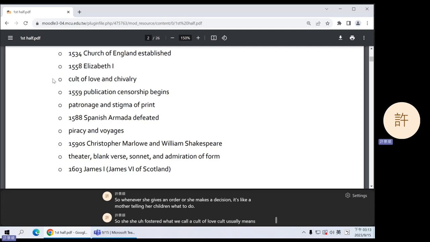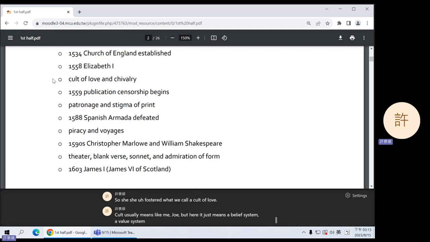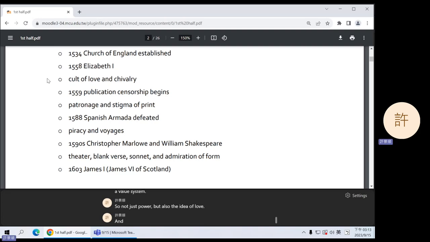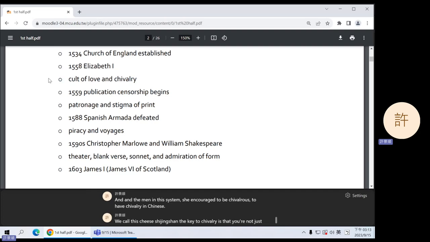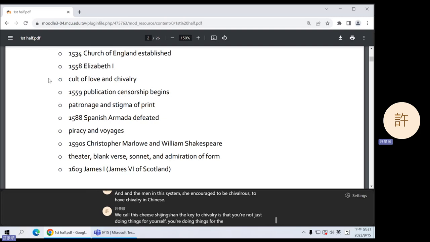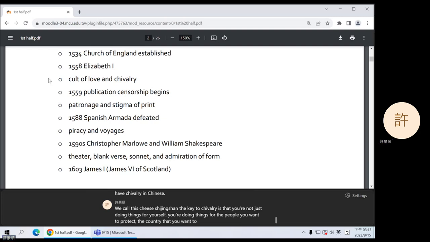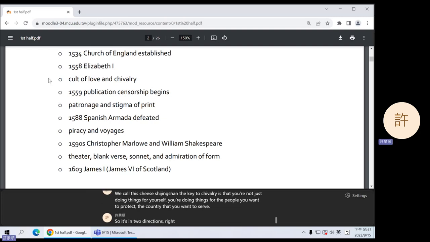Cult usually means like 密教, but here it just means a belief system, a value system. So not just power, but also the idea of love. And the men in this system, she encouraged to be chivalrous, to have chivalry. In Chinese, we call this 骑士精神. The key to chivalry is that you're not just doing things for yourself, you're doing things for the people you want to protect, the country that you want to serve. So it's in two directions, right? The queen mother takes care of her children, her men, children serve her and the country to protect them. And that's the system of power in the court of Queen Elizabeth.